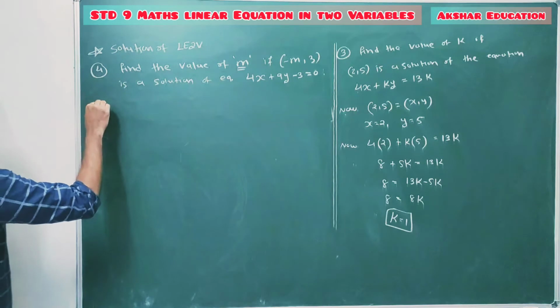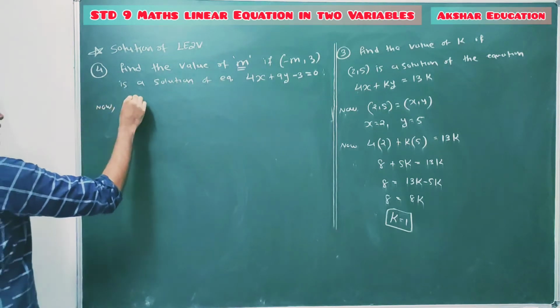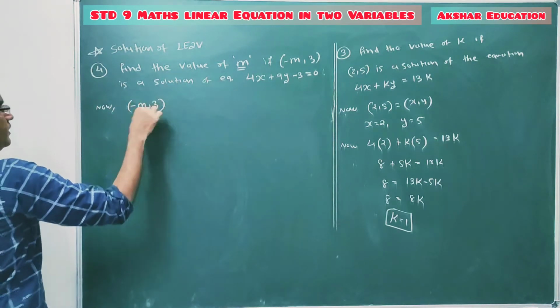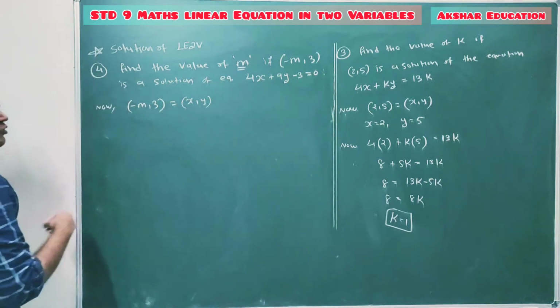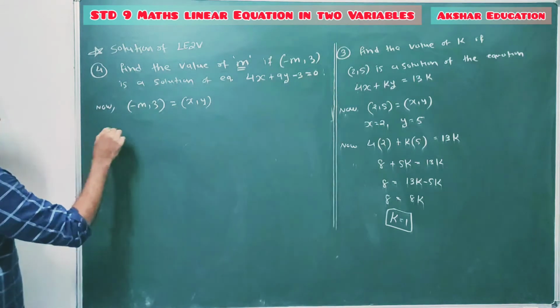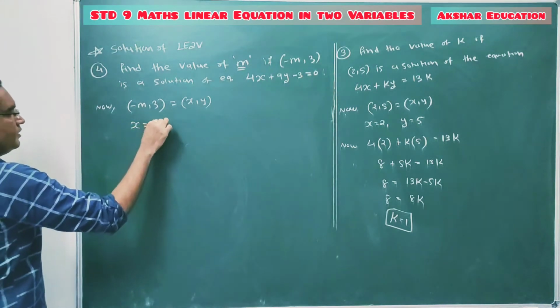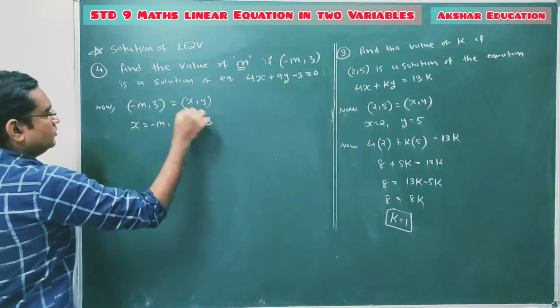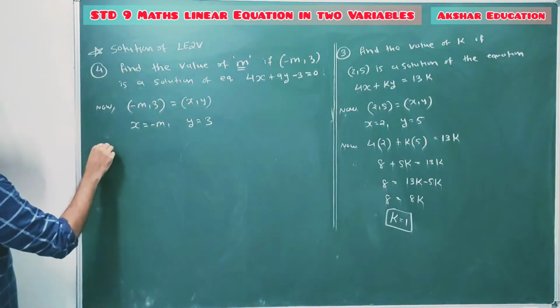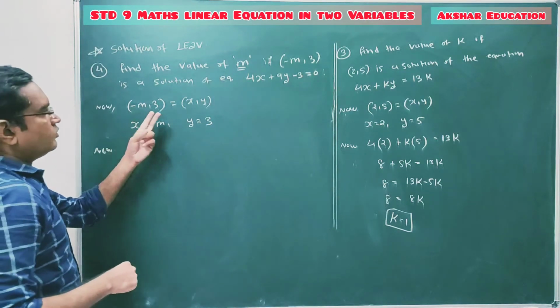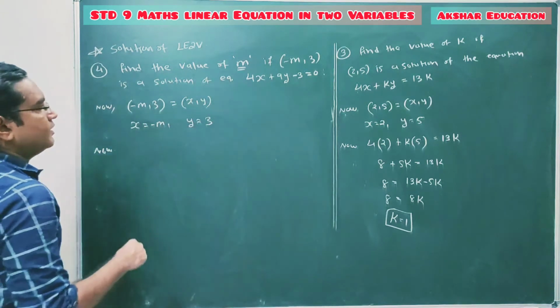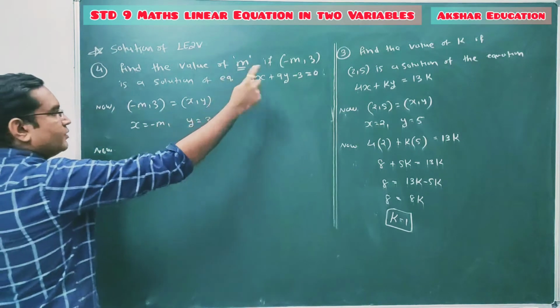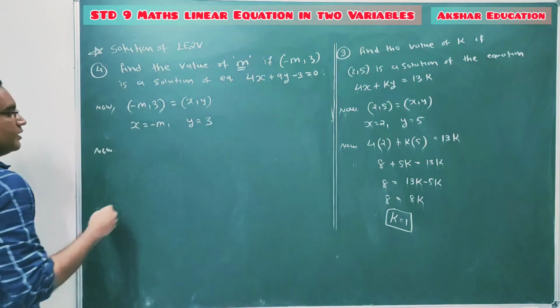So now we can write (minus m, 3) equal to (x, y), which is the solution of the given linear equation. So we can write x equal to minus m and y equal to 3. This is the solution of the given equation, so this value of x and y will satisfy our equation, and that's why it will make the left hand side of the equation equal to the right hand side.